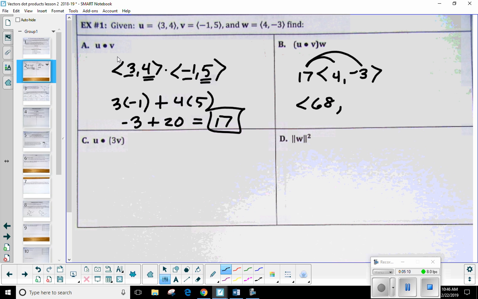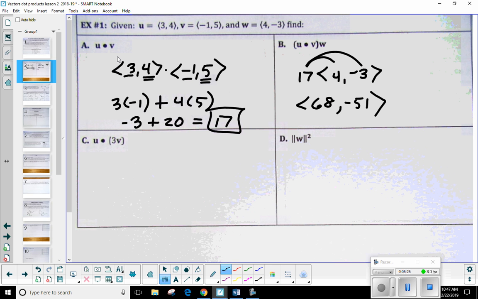1768. I'm getting closer. One of these days it's actually going to work, and it's going to be really cool when it does. Okay, 17 times negative 3. I know, we've had the discussion. Okay, negative 51. There we go.